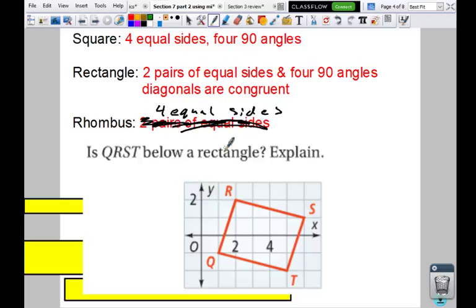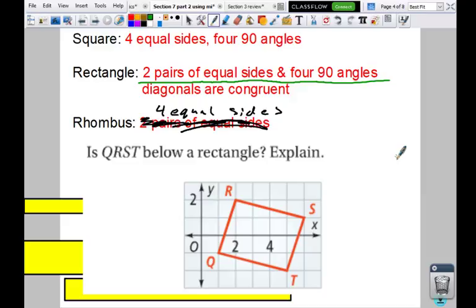Alright, too tired. So, this next question is: is QRST a rectangle? And then explain. For rectangles, we could do two things. I could either say it's got two pairs of equal sides and four 90-degree angles. So let's look at this.